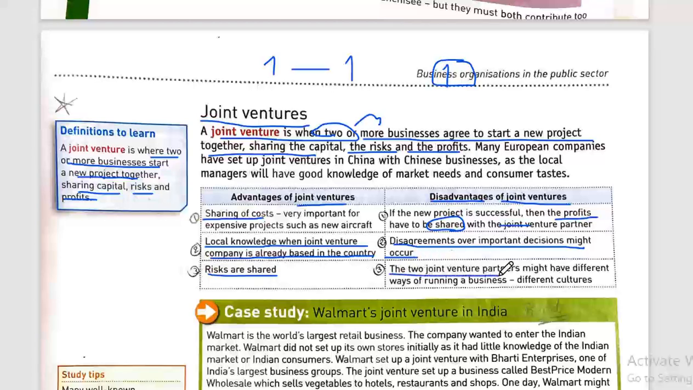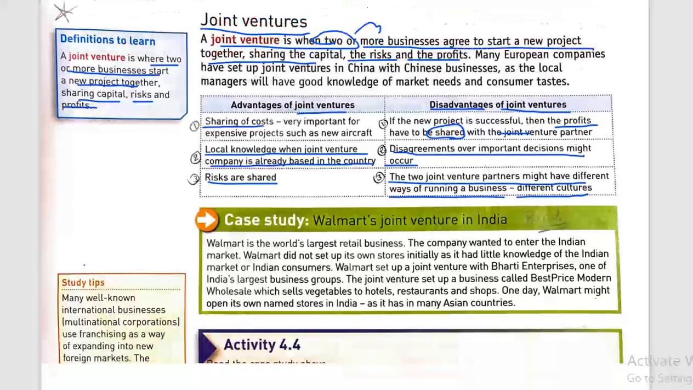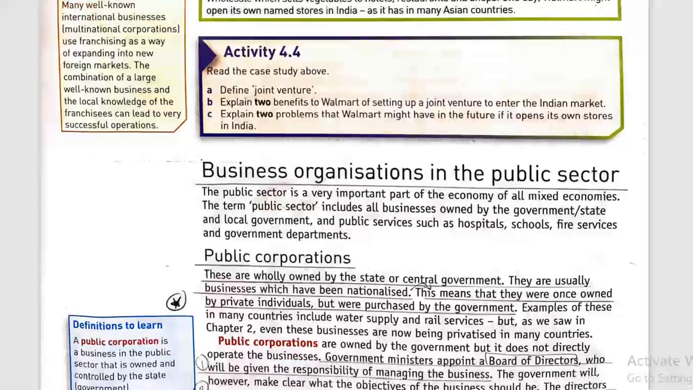The two joint venture partners may have different ways of running a business because we have different cultures. As I said in the example, like a French business and a Jordanian business, two different cultures, two different ways of managing problems, managing, let's say, the selling and buying part, and all of that.